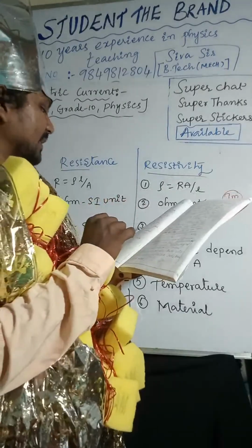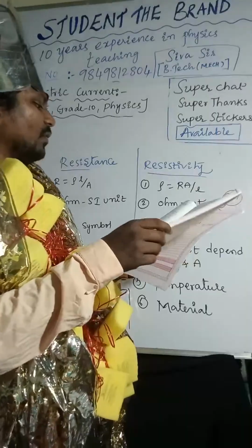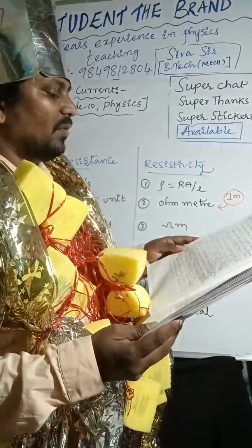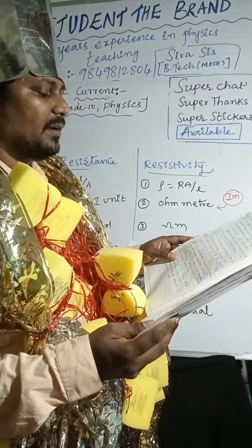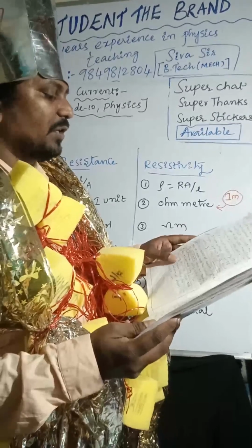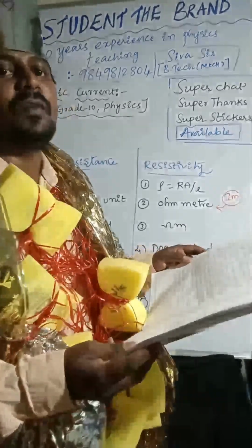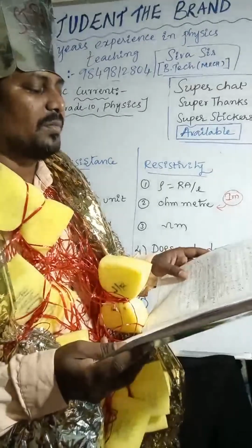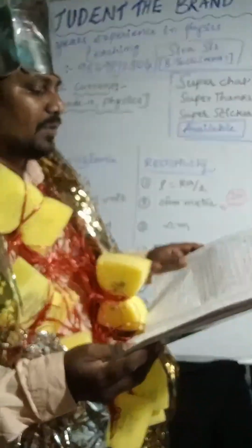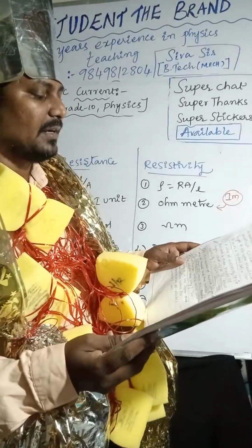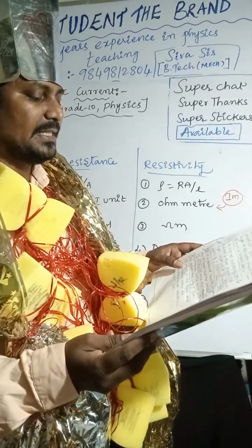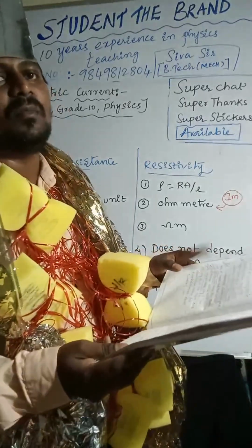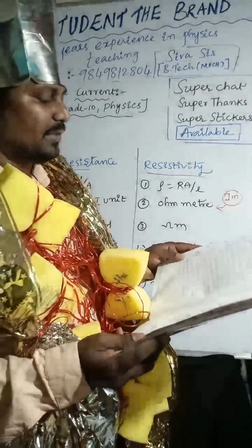So problems we'll discuss now. Two wires of equal length, one of copper and the other of nichrome, have the same resistance. Which wire will be thicker and why? Nichrome wire is thicker because nichrome is an alloy of nickel, chromium, manganese and iron metals. That's why it is thicker.